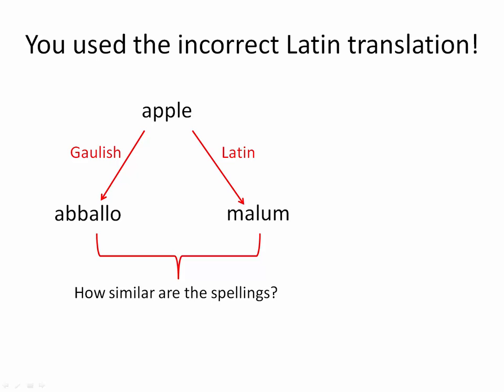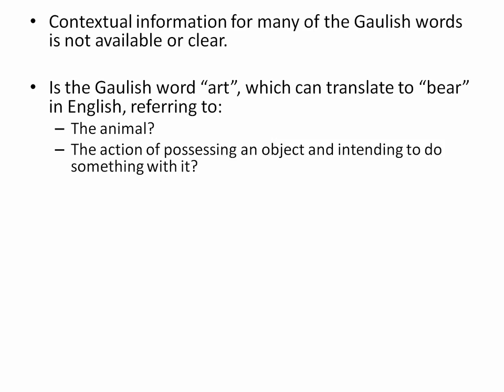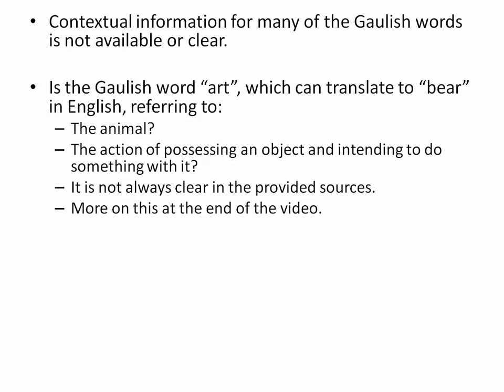method for comparison. A major problem with the available list of Gaulish words is that contextual information for many of the Gaulish words is not available or is not clear. For example, is the Gaulish word art, which can be translated to bear in English, does it refer to the animal, or does it refer to the action of possessing an object and intending to do something with it? It is not always clear in the provided sources. There will be more on this at the end of the video.